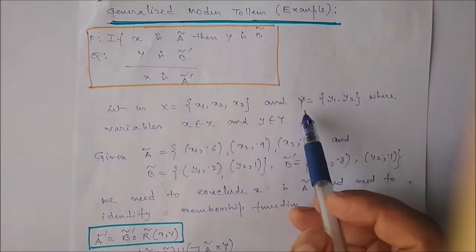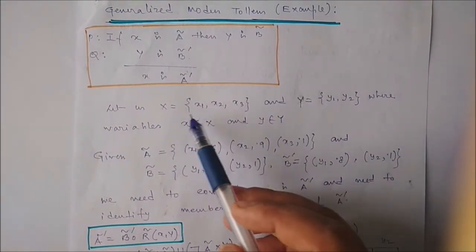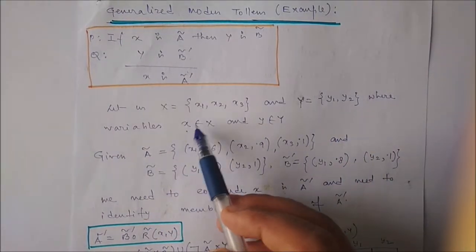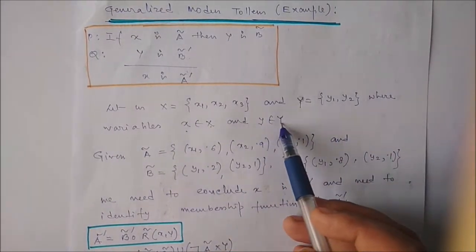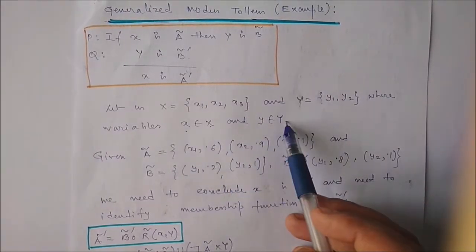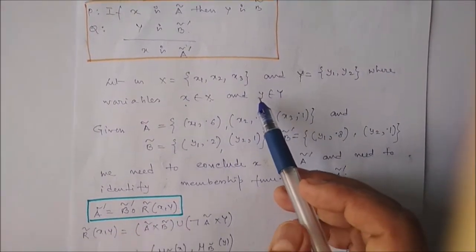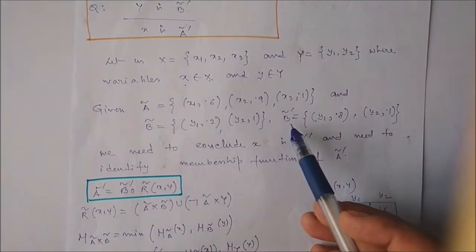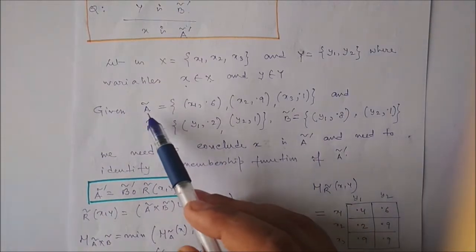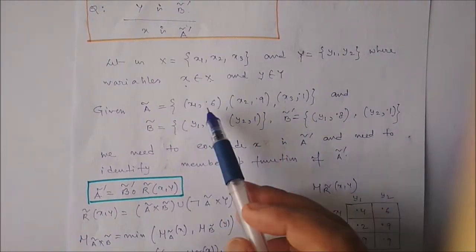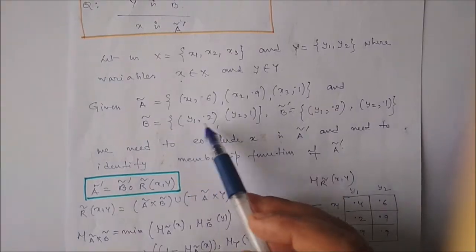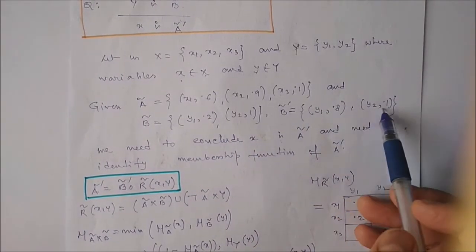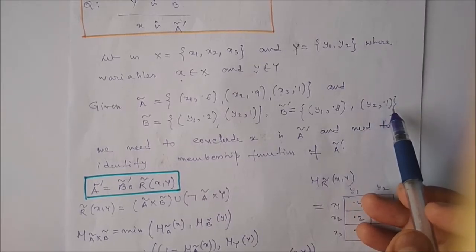Let capital X and capital Y be the universal sets, where X contains x1, x2, x3 and Y contains y1, y2, where variable small x belongs to capital X and small y belongs to capital Y. So capital X and capital Y are the universal sets, and x and y are the generic variables. A, B and B dash are the fuzzy sets and are given. A contains x1, x2, x3 with their membership values, B contains y1, y2 with their membership values, and B dash contains y1, y2 with membership values 0.8 and 0.1 respectively.